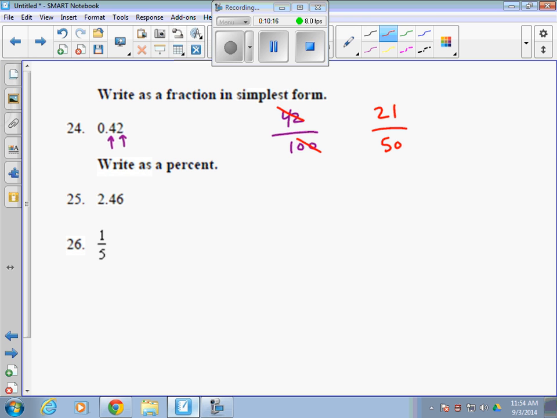Is there a number that goes into both of those? Just think of your factors of 21. 1 and 21, 3 and 7. None of those numbers go into the number 50, so there's your simplest form.